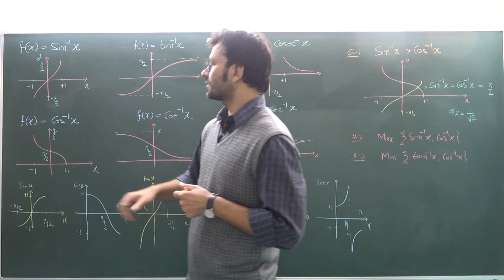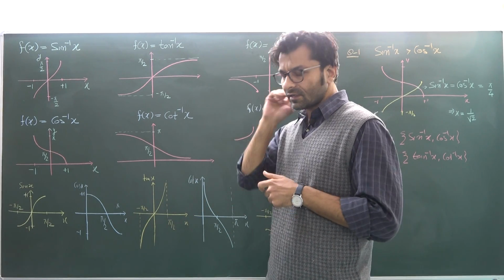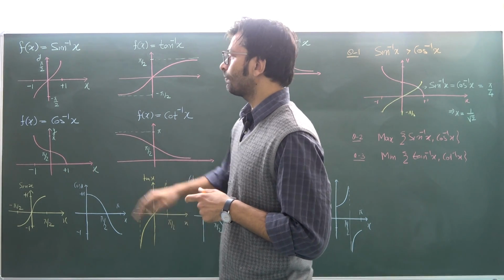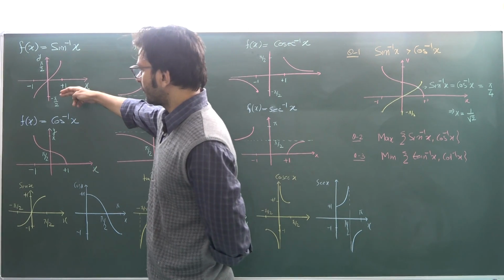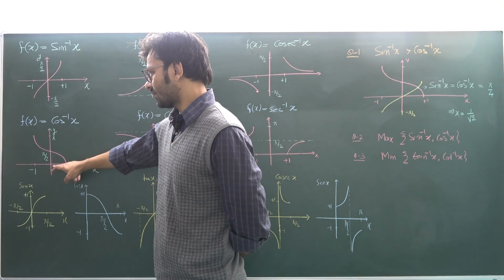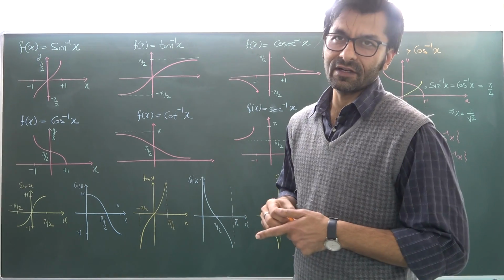Domain of sine inverse, likewise cos inverse x, is -1 to 1. Why? We'll come to that point later on. But domain of these two functions is -1 to 1. Sine inverse x, range of this function is from -π/2 to π/2. Range of cos inverse x is from 0 to pi. Okay, now this is not a very difficult graph to understand.